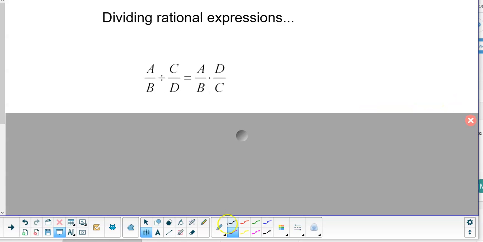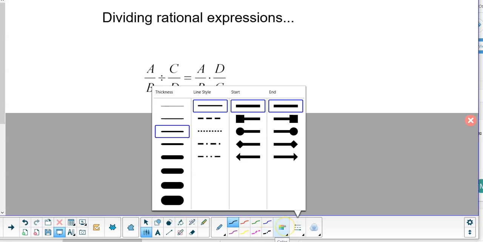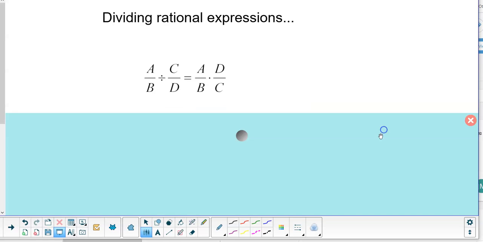Okay, so we're doing real well here. So let's get this one. Okay, so on this one, when you divide, I think we have actually talked about this one, right? When you divide by a fraction, you multiply by its reciprocal right there. So you'd multiply by d over c.